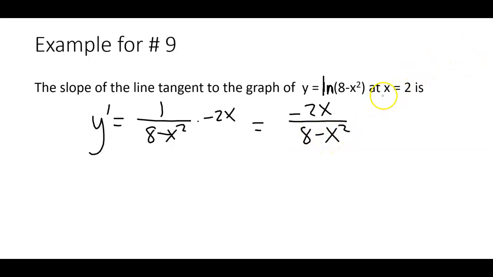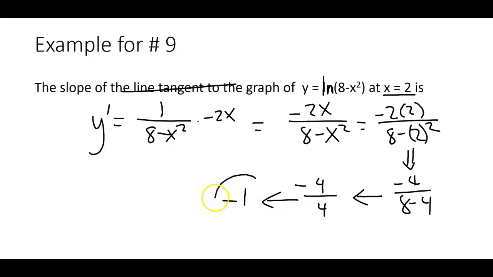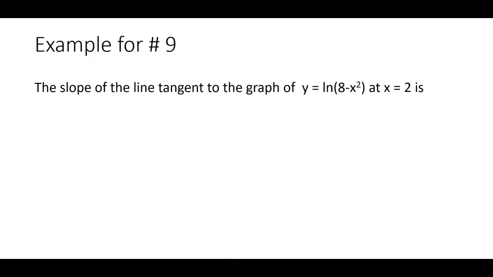Now they want me to find the value of the derivative at 2, because that would give me the slope of the tangent line. So I'm going to plug in 2 now. Which is going to give me negative 4 over 8 minus 4, which is negative 4 over 4, which is negative 1. So find the derivative, plug in the number, good to go.